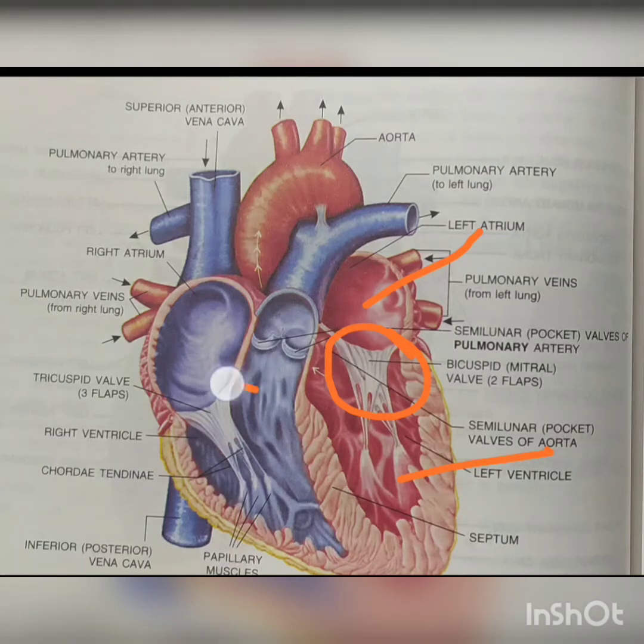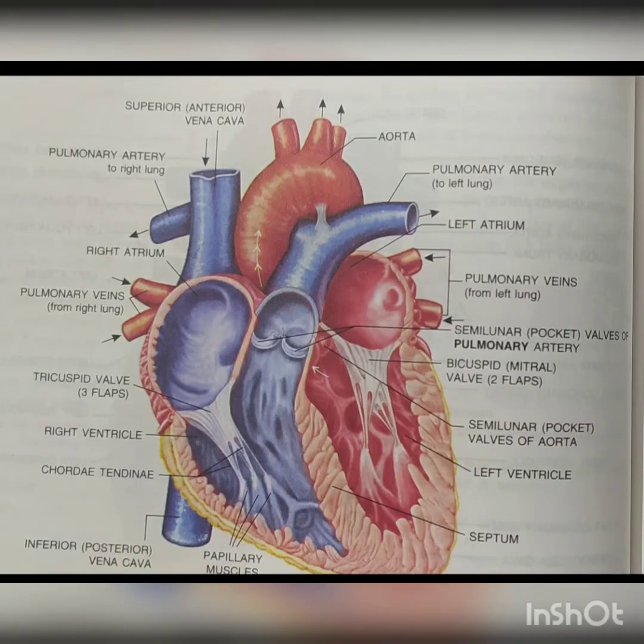The tricuspid valve is located between the right auricle and the right ventricle. It has three cusps or three flaps. The tricuspid valve guards the auriculoventricular aperture. The pulmonary valve is located between the right ventricle and the pulmonary artery. It checks the return of blood into the ventricle. That means the blood does not come back into the ventricle. Aortic valve is located between the left ventricle and the aorta.